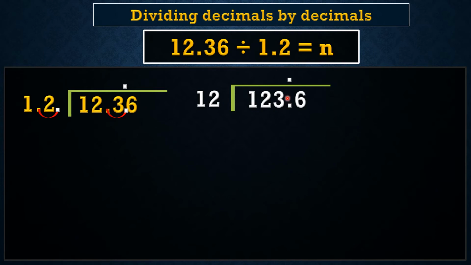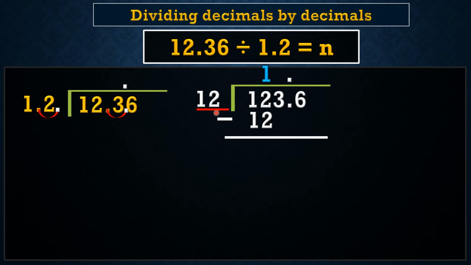Align the decimal point where you place it. So this time we're ready to divide the numbers. We have 2 digits here, so let's also start with 2 digits in the dividend. 12 divided by 12, that gives us 1. And 1 times 12, that gives us 12.